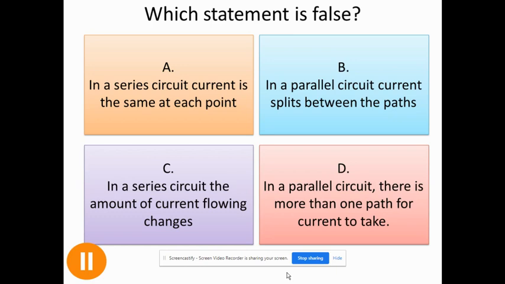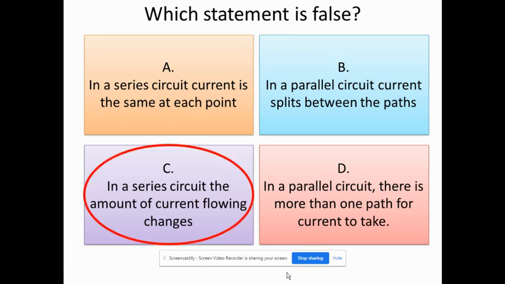Okay, so the false statement here is: in a series circuit, the amount of current flowing changes. Because the current only has one route to flow through, it stays the same in a series circuit. Let's read through the other statements and show how they're right. In a series circuit, current is the same at each point. Well, if the current flowing only has one route, it's going to be the same at each point.